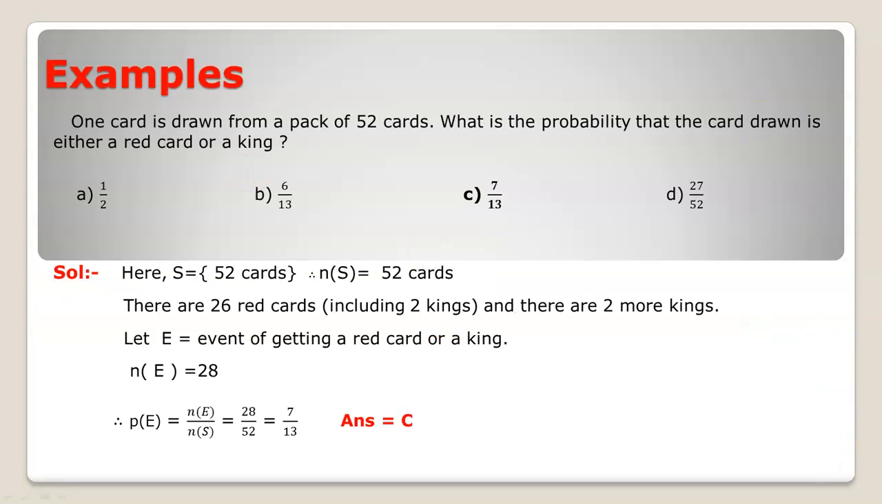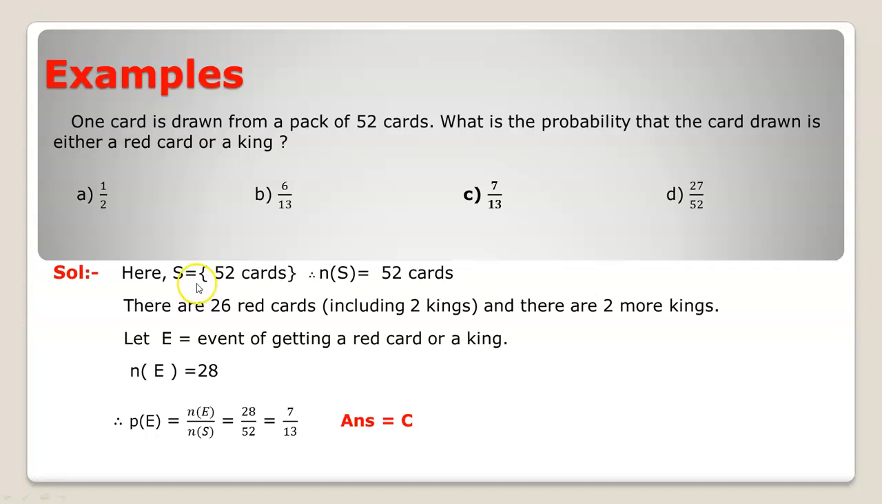So next, one card is drawn from a pack of 52 cards. What is the probability that the card drawn is either a red card or a king? Again, 4 options are given here. Let us see the solution.